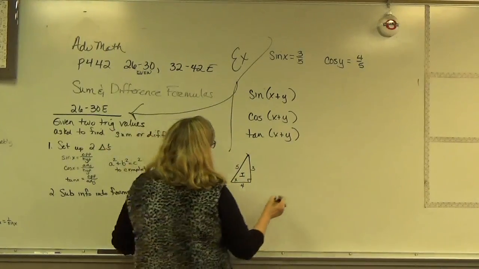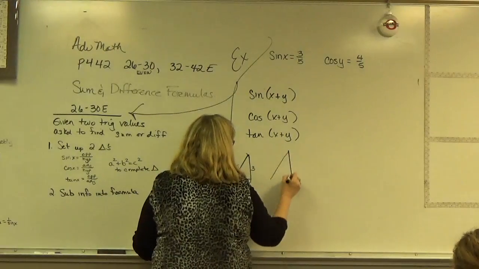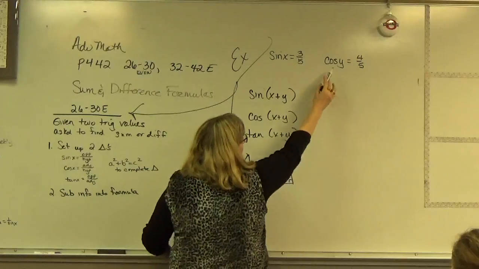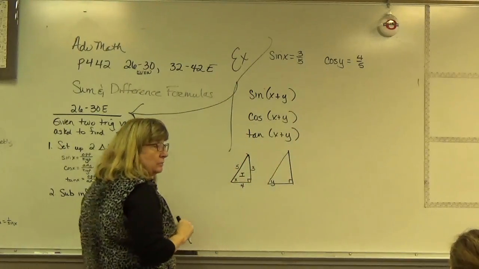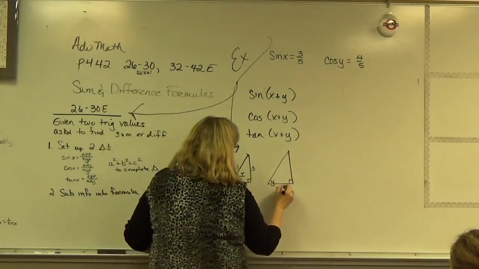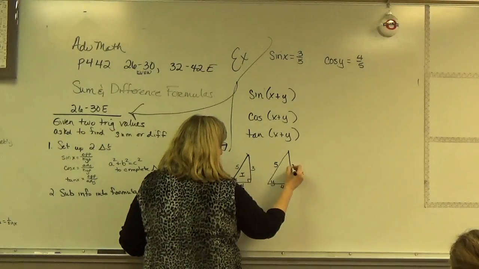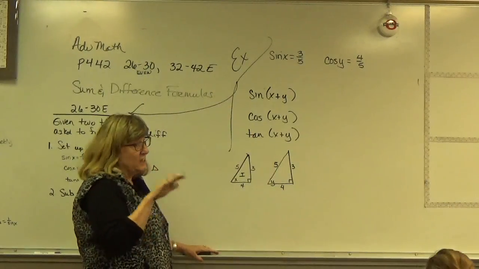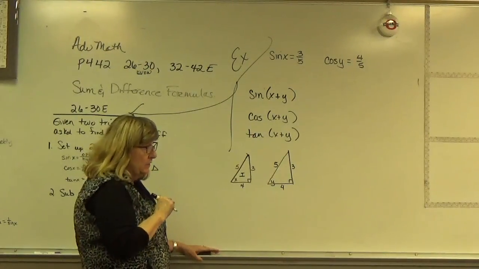They're all going to be positive. Now, what's my y triangle going to set up to be? Cosine of y is 4/5. So what's cosine by definition? Adjacent over hypotenuse. That means this has to be 3. So is it the same triangle? Yeah, which is not going to be normally the case. But in this one it is.